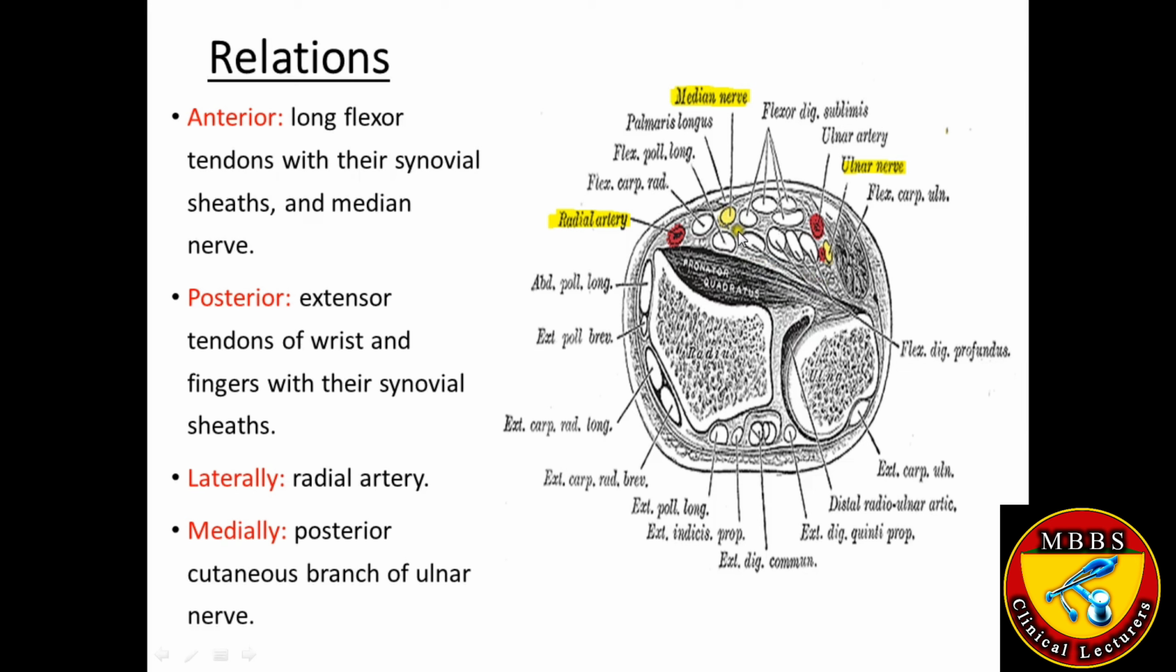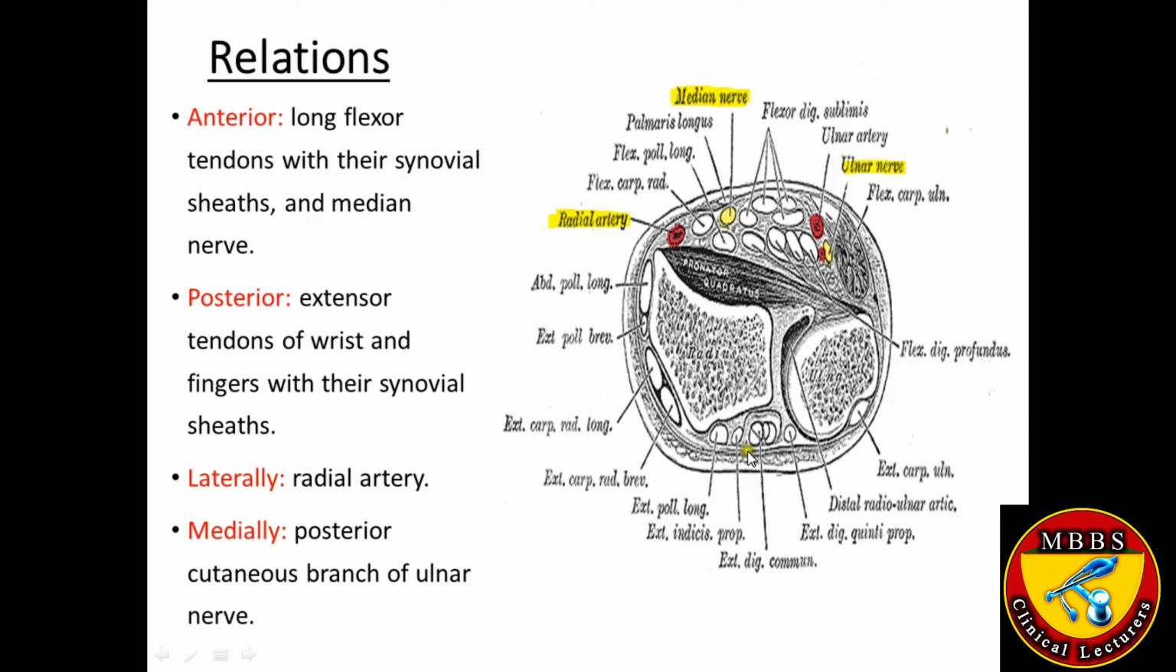This is the median nerve. These are the flexor tendons and they are enveloped by the synovial sheath. They are all in relation with the wrist joint. This is the bone, which is the area forming the wrist joint. This is the anterior side over here. And the posterior side, obviously the posterior side is the extensor side.